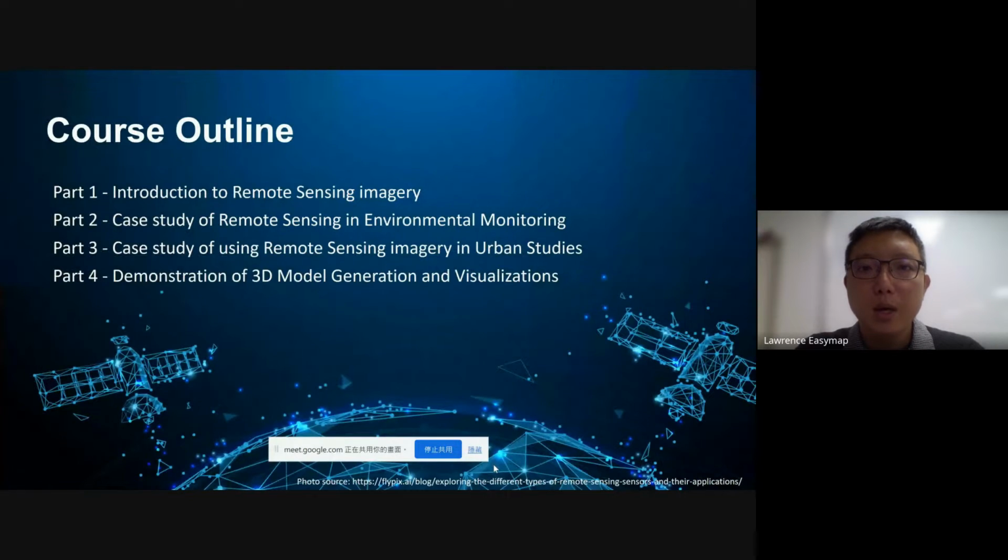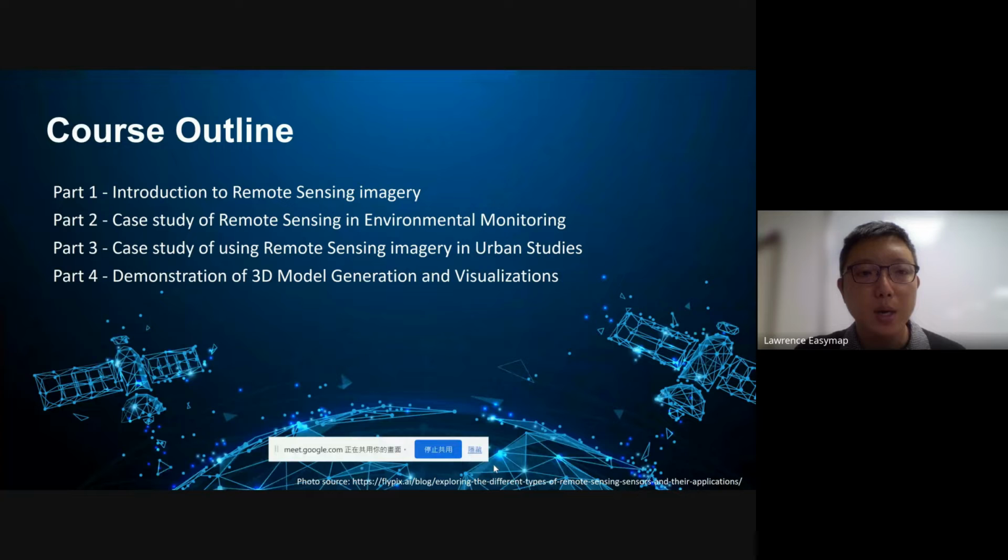This is the course outline of today's lecture. Today's lecture is going to consist of 4 parts. In part 1, I will give a brief introduction to remote sensing imagery. I believe in the previous 5 sections, you may have heard quite a lot of remote sensing ideas from different lecturers. However, I will give some ideas from the perspective of the UAV and also from the satellite images.